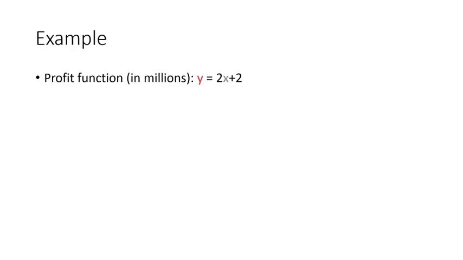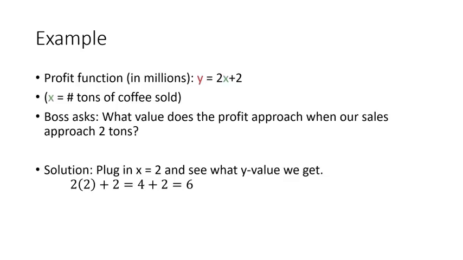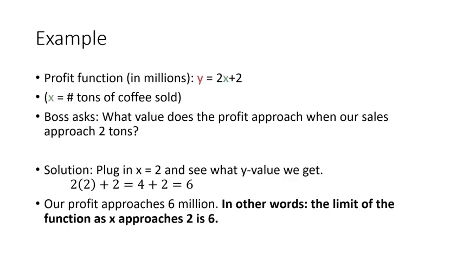Here I have a profit function where y is my profit in millions, and x is the number of tons of coffee I sell to generate that profit. My boss wants to know what value the profit approaches when our sales approach 2 tons of coffee. I can just plug in x equals 2 and see that y is going to be 6. Because this is a linear function, I know that the closer my x values get to 2, the closer my y value will get to 6. In other words, the limit of the function as x approaches 2 is 6.